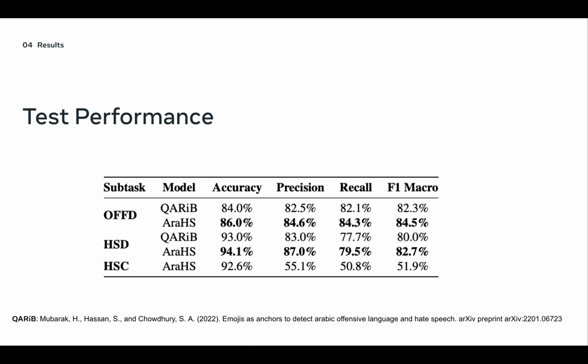This is the test performance compared to the baseline model we presented in Qarib. The reference is below. And we see that in hate speech, our multitask model outperforms Qarib in all the subtasks. Let's go through the error analysis now.